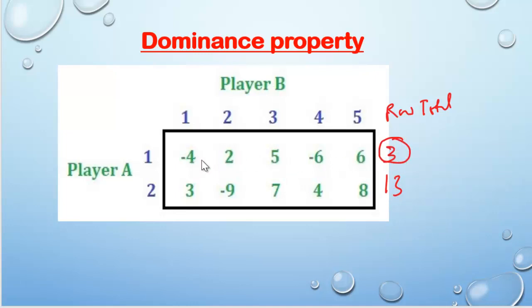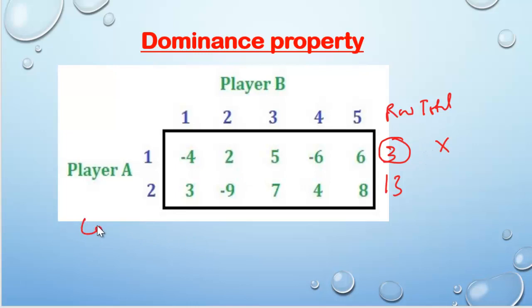If this row has each and every element lesser than the corresponding row element, then I will remove that. Is minus 4 less than 3? Yes. Is 2 less than negative 9? No. So there is no row dominance. So I'm not having any row dominance. So let us go for the column dominance.